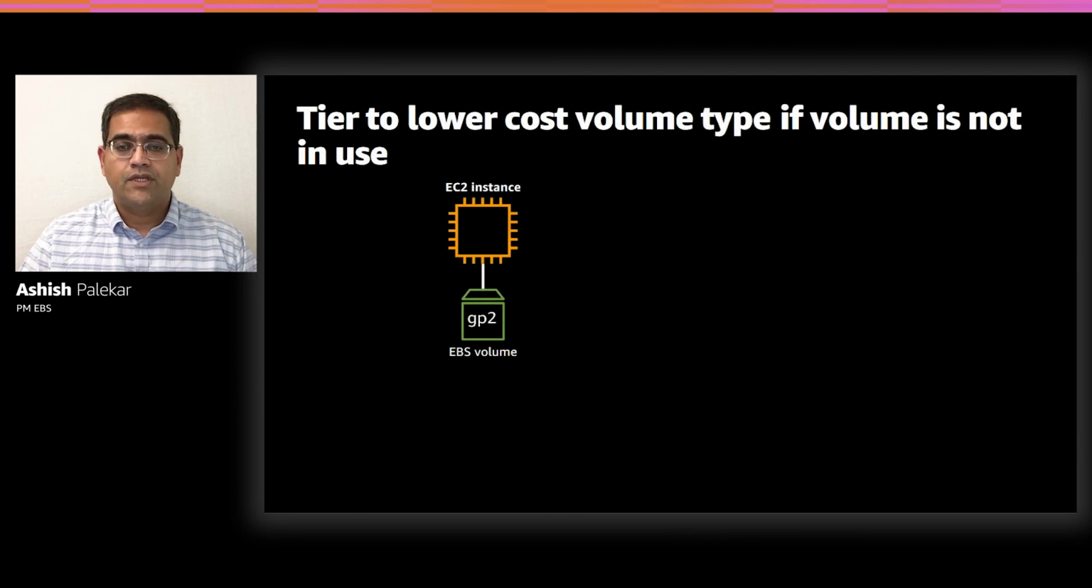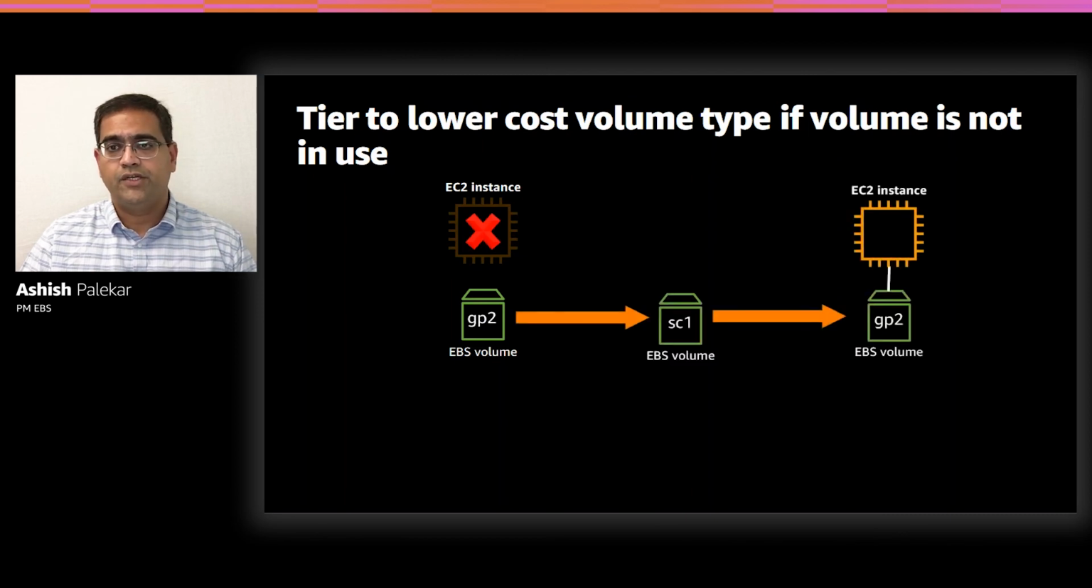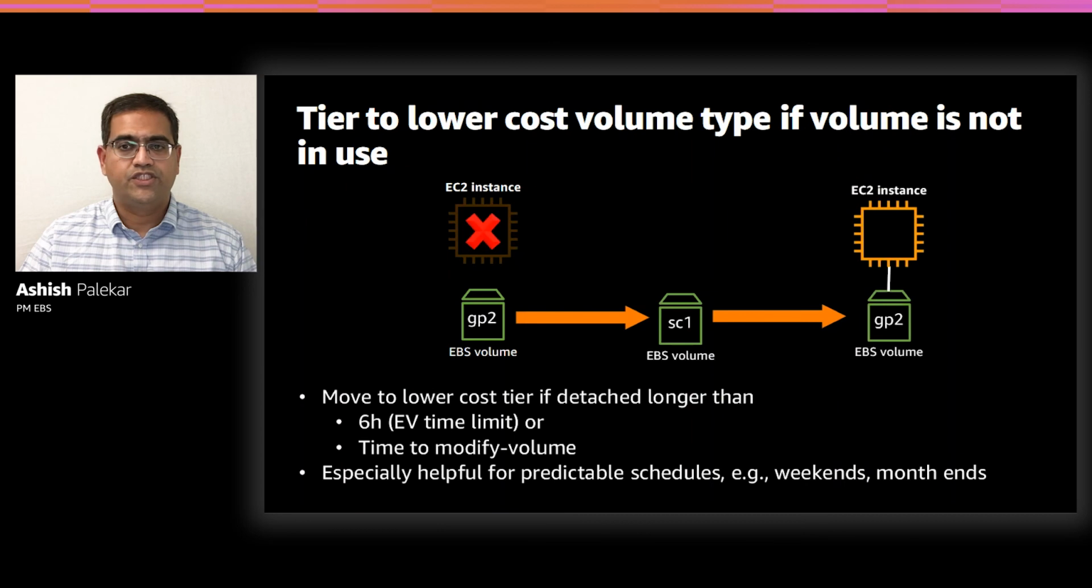We also see customers who tier their volumes across different volume types. So they go from GP2 to SC1 and from SC1 to GP2 as their workload needs change. That allows you to store at the cheaper cost of SC1 while getting the performance of GP2 or GP3 when you're connecting it to an EC2 instance. Just bear in mind that you have a 6-hour time limit and how much time it takes to modify your volume. If you have a predictable schedule, this will really give you the capabilities you need.